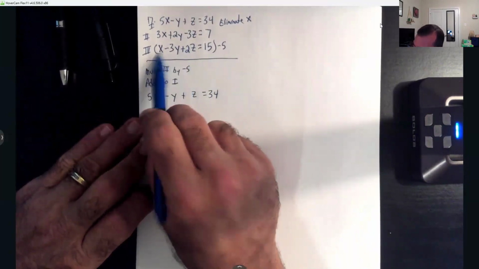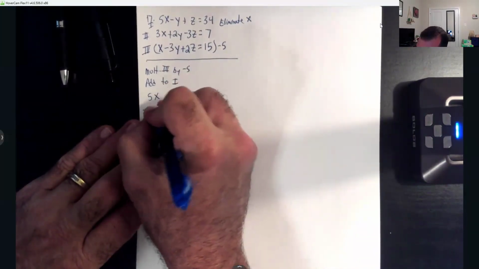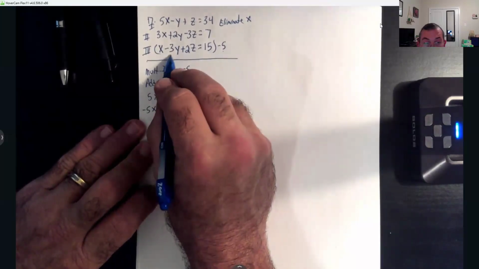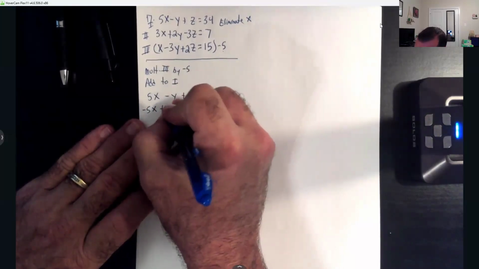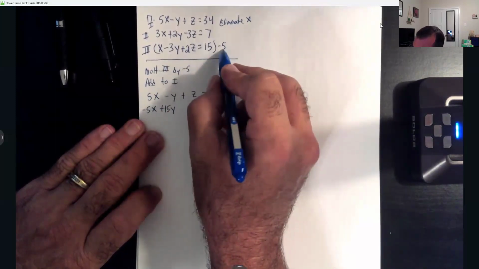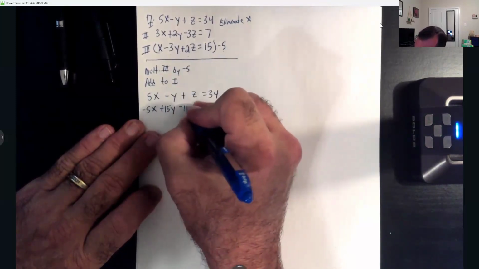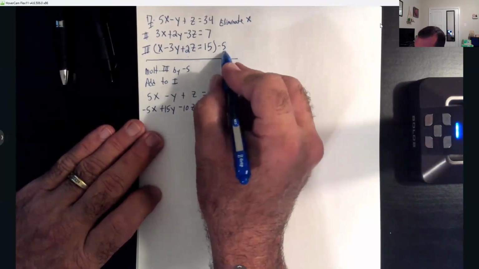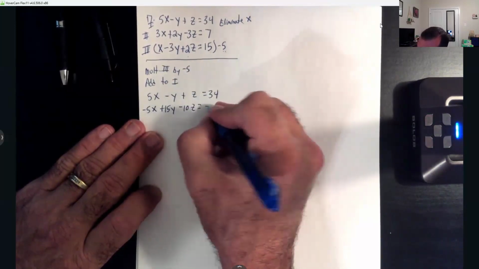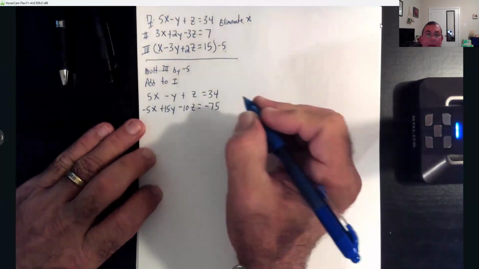This will give me a negative 5 times x is negative 5x. Negative 5 times negative 3 is a 15y. Negative 5 times 2 is a negative 10z. Negative 5 times 15 is a negative 75.